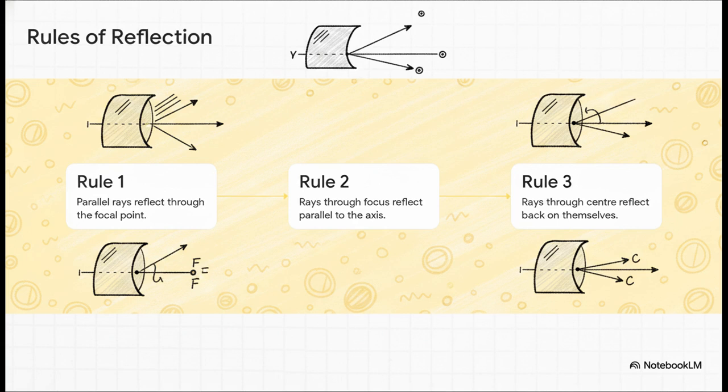Rule 2 is literally just the exact opposite. A ray traveling through the focal point will hit the mirror and reflect perfectly parallel to the axis. And finally, Rule 3. A ray traveling through the center of curvature hits the mirror perfectly straight on, right along its normal line, so it reflects straight back along the exact same path. So to recap, parallel to focus, focus to parallel, and center to center.